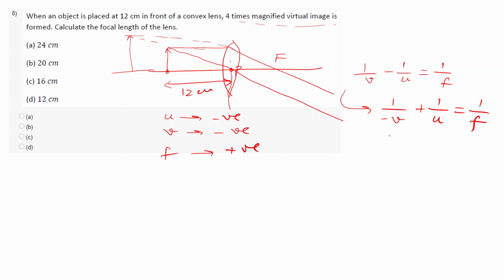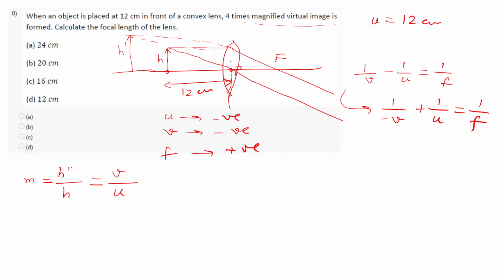In this, when we will substitute the values, what we know here is object distance, which is 12 centimeter, and we have been told that virtual image is formed, which is 4 times magnified. So for magnification, we know magnification is, if we consider image height is h prime and object height is h, then magnification is given by height of image to height of object, or it's also given by the ratio of distance of image from the pole to distance of object from the pole.